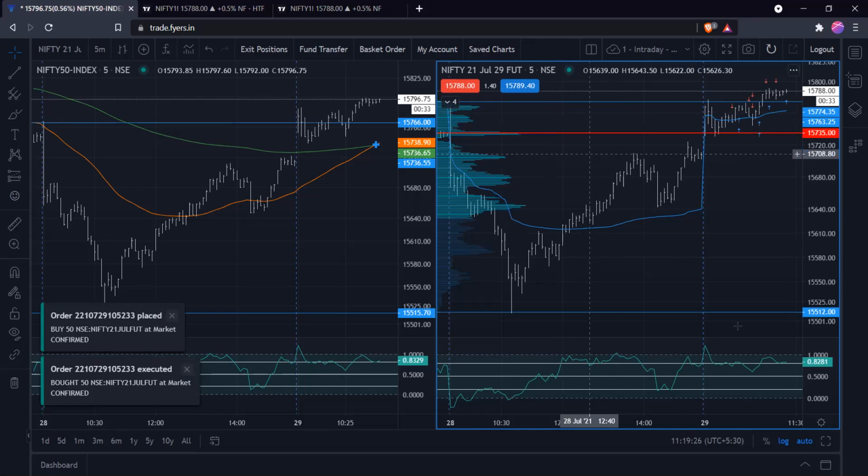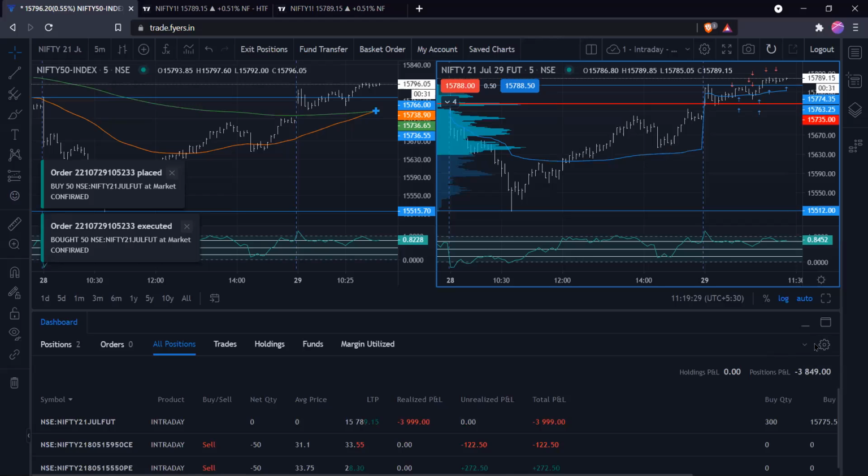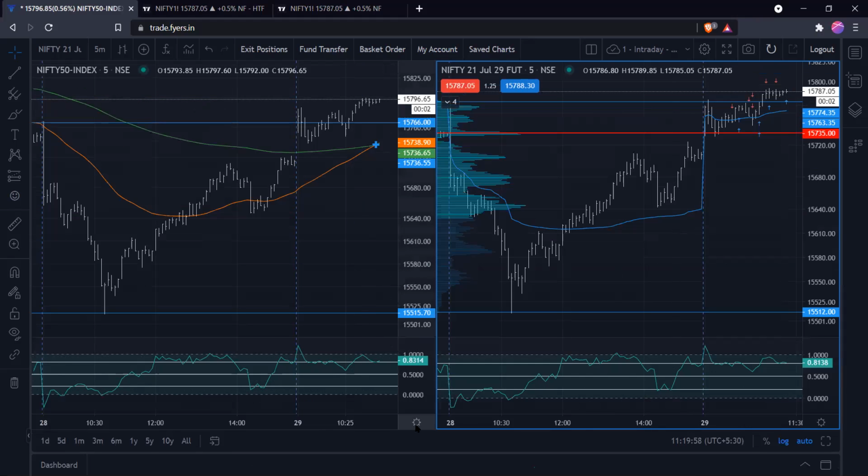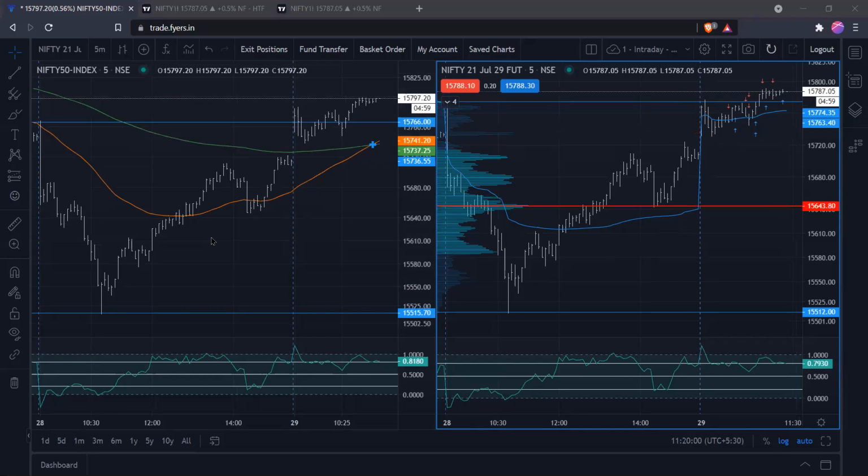Okay. So actual today's MTM is 3,849. But about 4,000 rupees plus 200 per lot, so about 300. I think I'll be paying a lot of STT for the 6 lots I traded today. Yeah. So anyways, that's one thing. Now let me switch back to the market profile.